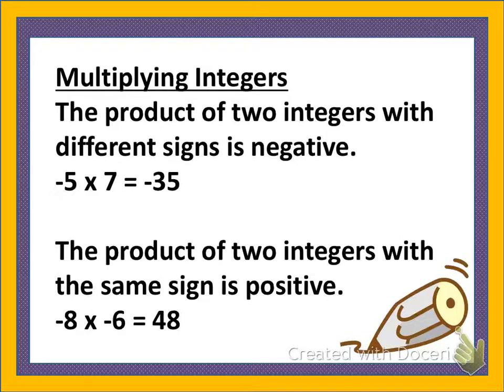This is the multiplying integers. The product of 2 integers with different signs is always going to be negative. If you have a negative times a positive, it's always going to be negative. The product of 2 integers with the same sign, so if they have the same sign, it doesn't matter if it's negative or positive, it will be a positive answer. So a negative 8 times a negative 6 equals 48. So lift up your multiplying integers flap and write this under there. You can pause the video to do that now.